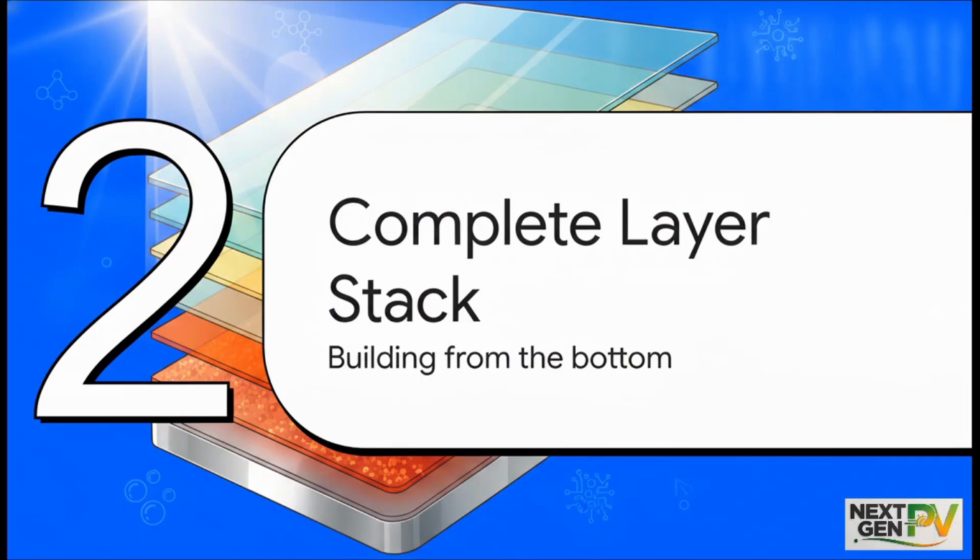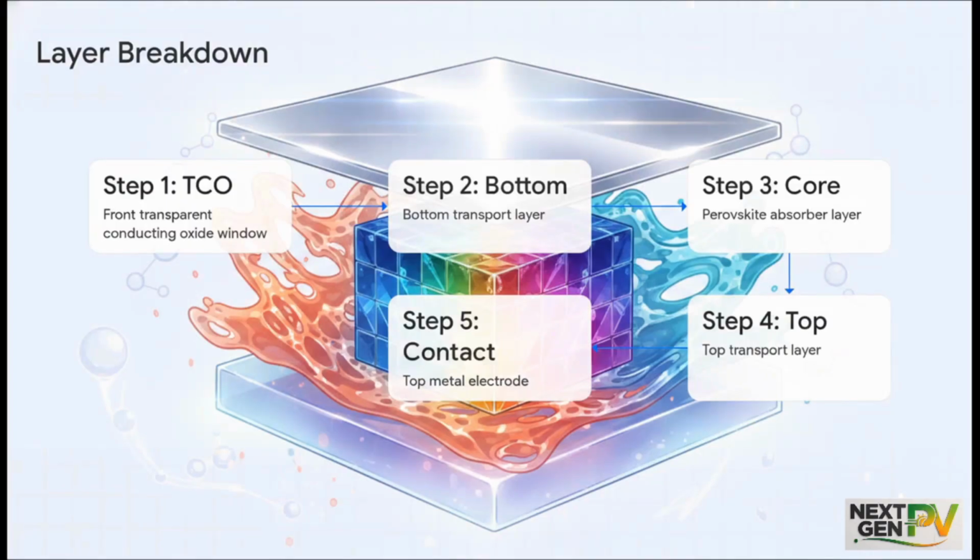Let's build this thing from the bottom up. So, let's actually build this incredibly thin device layer by layer, starting from the glass that faces the sun. First up, sitting right on the glass, we have Step 1, our transparent conducting oxide, or TCO. Step 2, we lay down a bottom transport layer. Step 3 is the absolute core of the whole device, the perovskite absorber itself. Step 4 wraps that core in a top transport layer. And finally, Step 5, we cap the entire thing off with a top electrode. And there you have it.